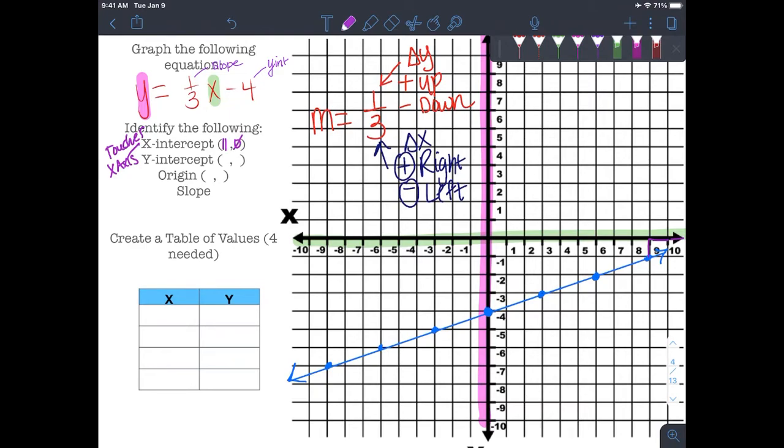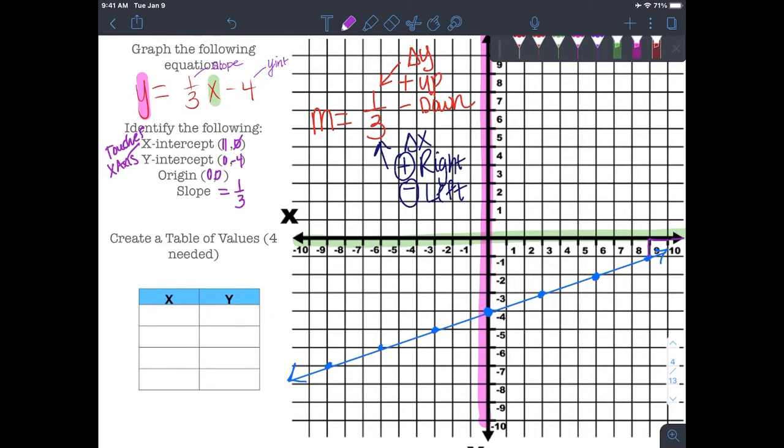My y-intercept is where it touches the y-axis, the pink line. So I see it's at 0, -4. My origin is always where my x and y axis touch, 0, 0. And my slope is always whatever number is attached to my x, 1/3.